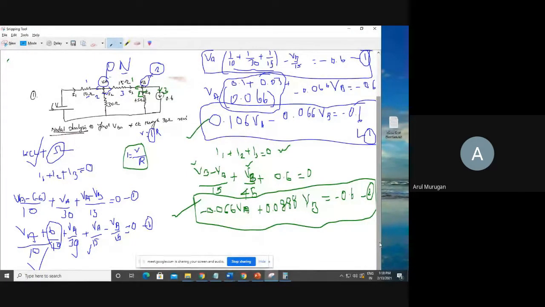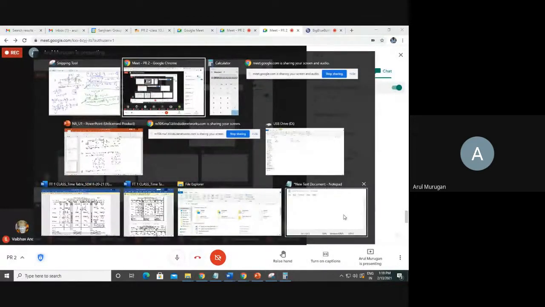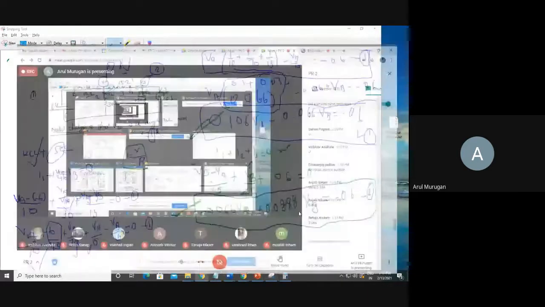So I want to take a screenshot, but please all of you note down equation number 1 and equation number 2. Please type equation number 1 and equation number 2, the full equations, in the chat box.